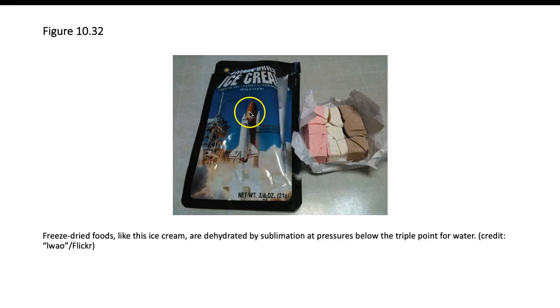Now here are some applications of all these phase diagrams. Freeze-dried foods, like this ice cream here. I know they used to sell this at some movie theaters. How do they produce that? They dehydrate it by sublimation at pressures below the triple point of water. So as they lower the pressure, instead of the ice inside that ice cream melting, it vaporizes. And here's your ice cream here.